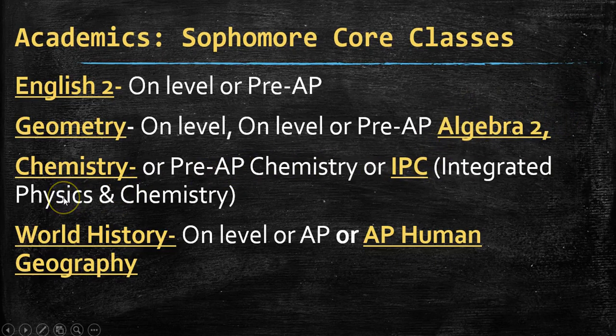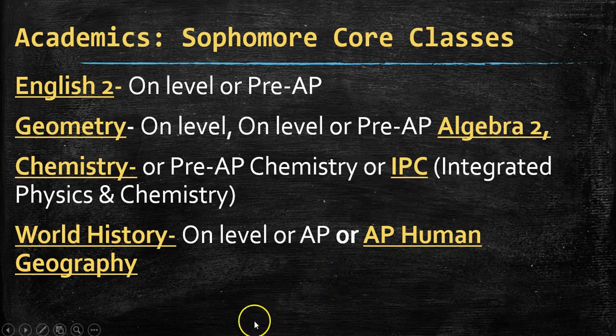As a sophomore, you have some options for your science class. You can take either chemistry, which is going to be on level or pre-AP advanced, or you can take IPC, which is integrated physics and chemistry. IPC is easier than chemistry by itself or physics by itself. So if you struggle in science to understand some of the concepts, or if you struggle in math, because there is math involved in chemistry, then IPC is a good spot for you. You will have to go back and take chemistry as a junior, but you can choose to take IPC as a sophomore to kind of get you prepared for that.